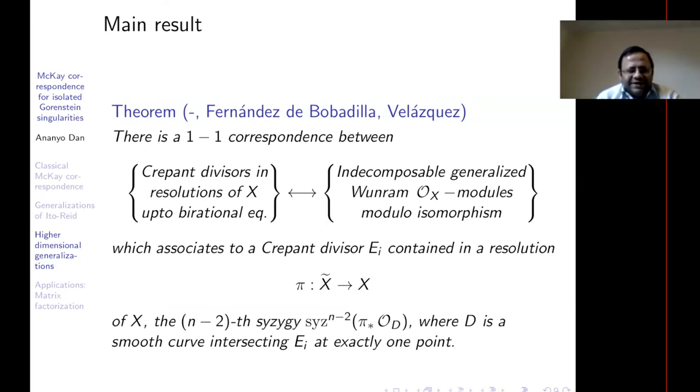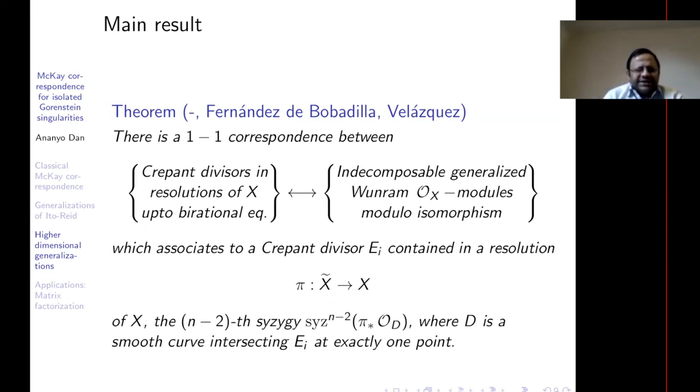And the Crepant divisors were those where when you look at the canonical sheaf, it is the pullback of the canonical sheaf of the singularity with some linear combinations of the components of the exceptional divisor. And there are some of the components of the exceptional divisor that do not appear. So the Crepant divisors are those components.